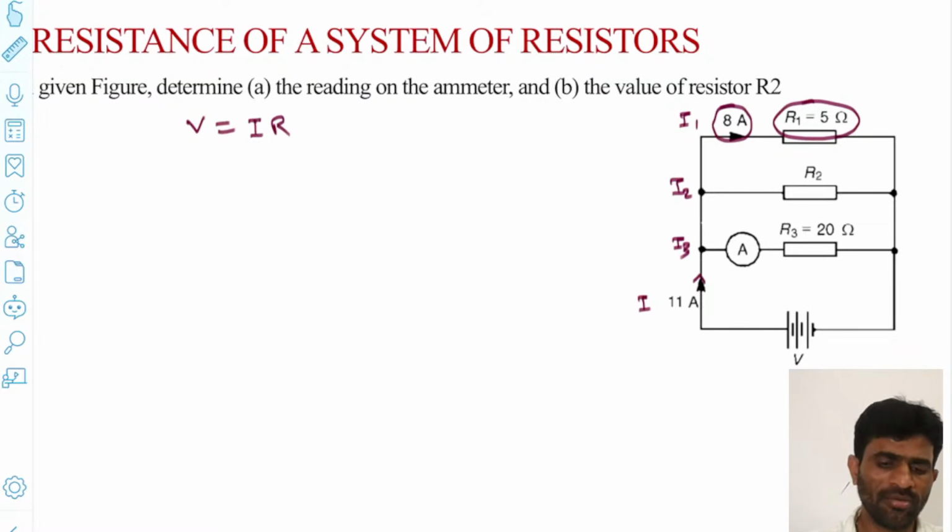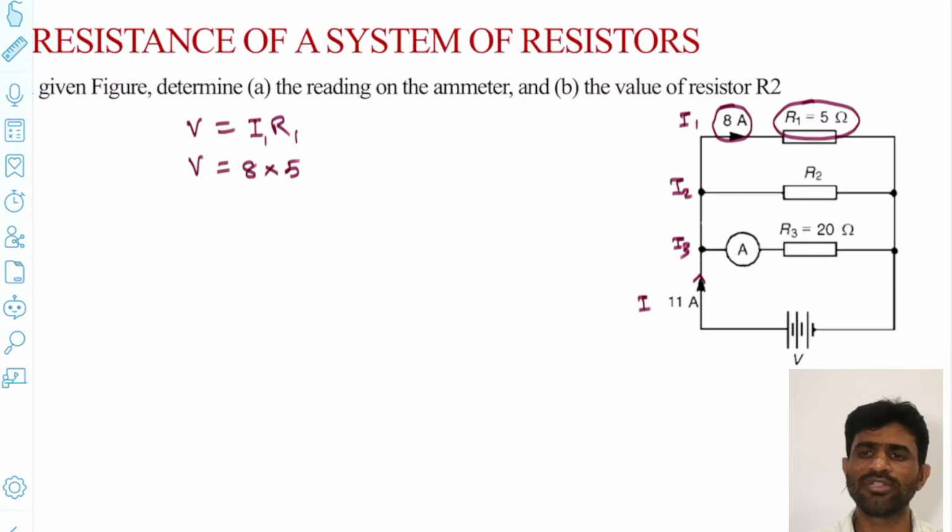V is equal to IR, but here V1 is equal to I1 R1. Here one more thing we have to remember: in parallel connection potential difference is same. So V is equal to I1 R1. So V is equal to 8 into 5. Yeah, that is correct. V is equal to 40 volts.